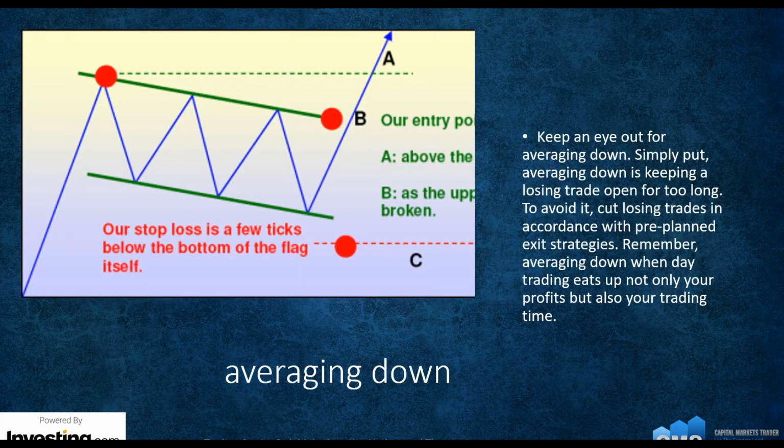Keeping an eye out for averaging down. Simply put, averaging down is keeping a losing trade open for too long. To avoid it, cut losing trades in accordance with pre-planned exit strategies. Day traders don't want to let the trade run till it runs into profit, or guarantee themselves and say, it's going to turn around. If it's not doing exactly what you said it was going to do, a day trader closes out his position because he's going to open up 8 more, 10 more during that day anyway. So remember, averaging down when day trading eats up not only your profits, but also your trading time.